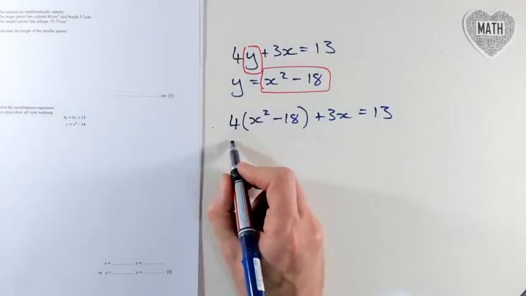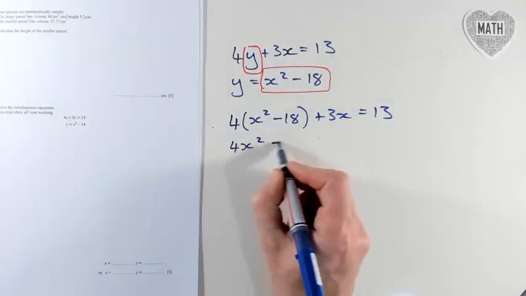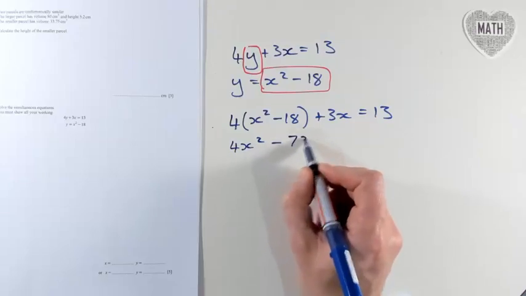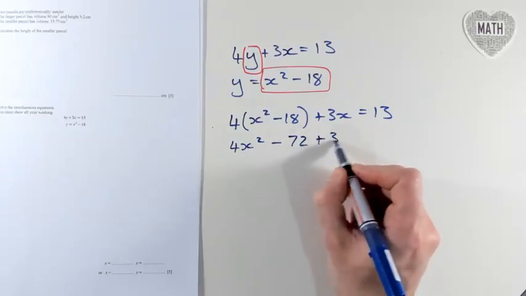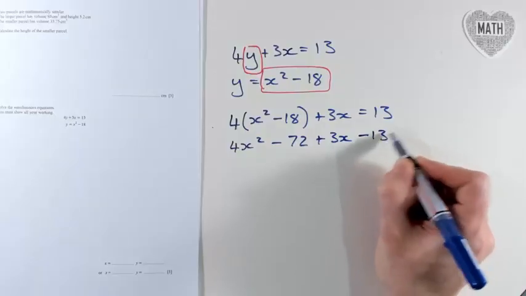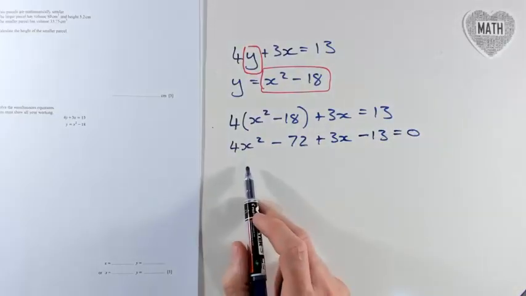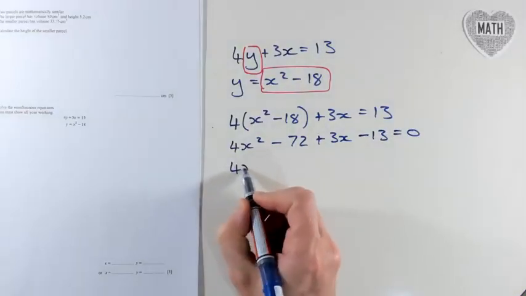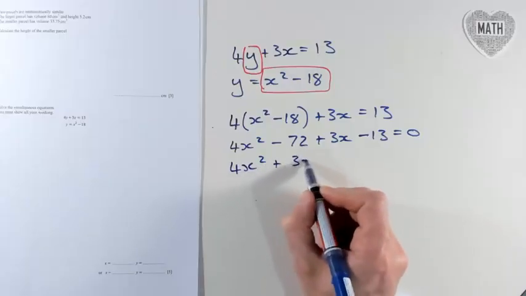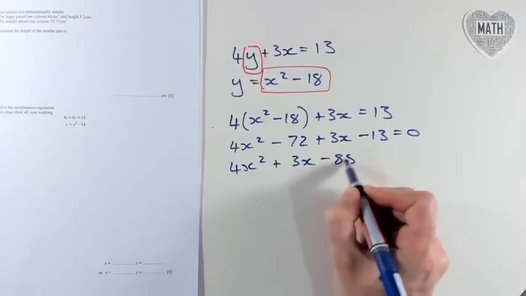When I multiply this out, I should get 4x squared minus, what's 18 times 4? 18, okay, that should be 72, plus 3x. I'm just going to bring this 13 over, minus 13 is 0, and turn this into the normal quadratic equation that we're used to, plus 3x, and then minus 85.